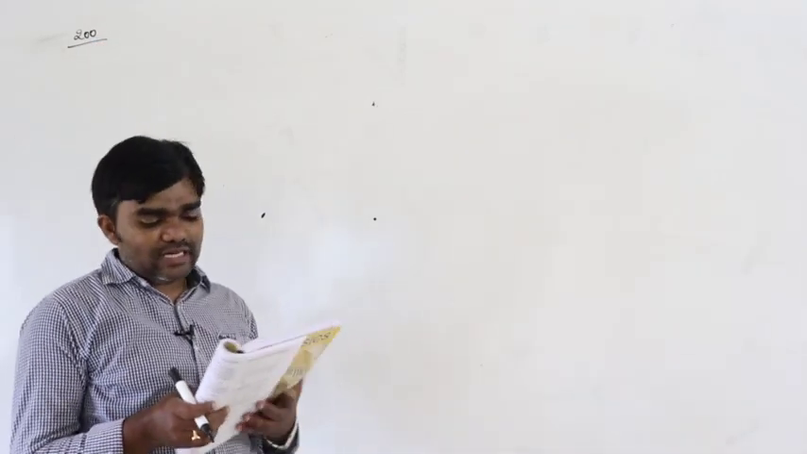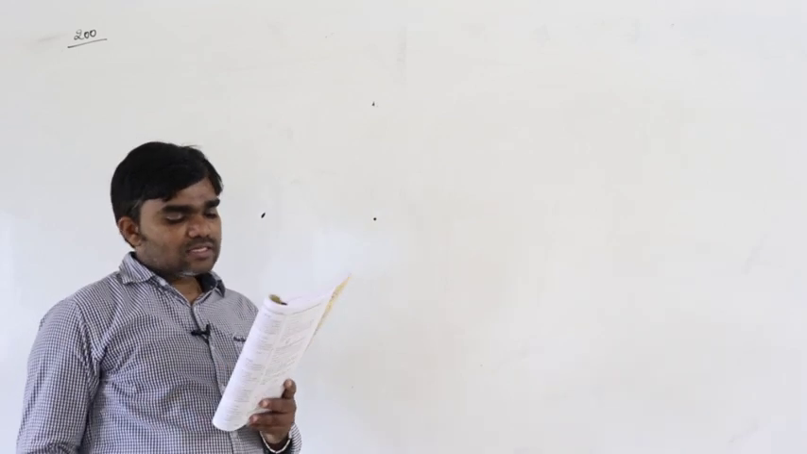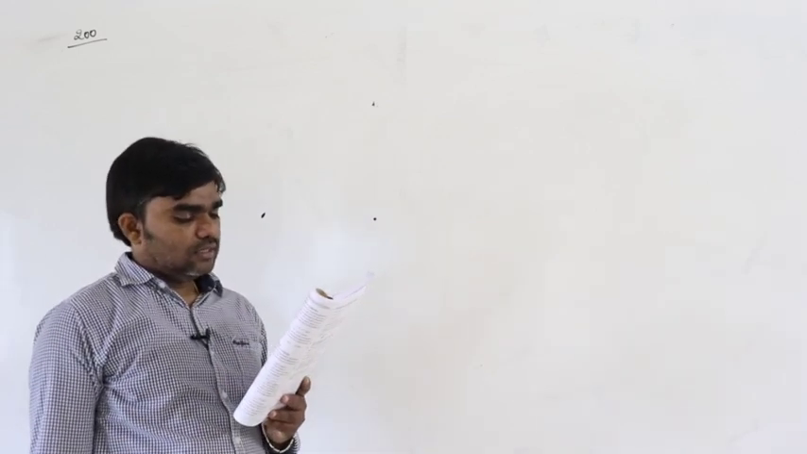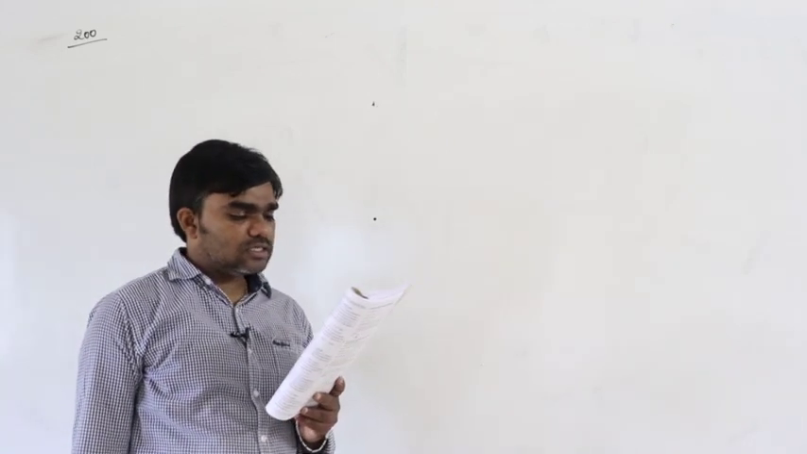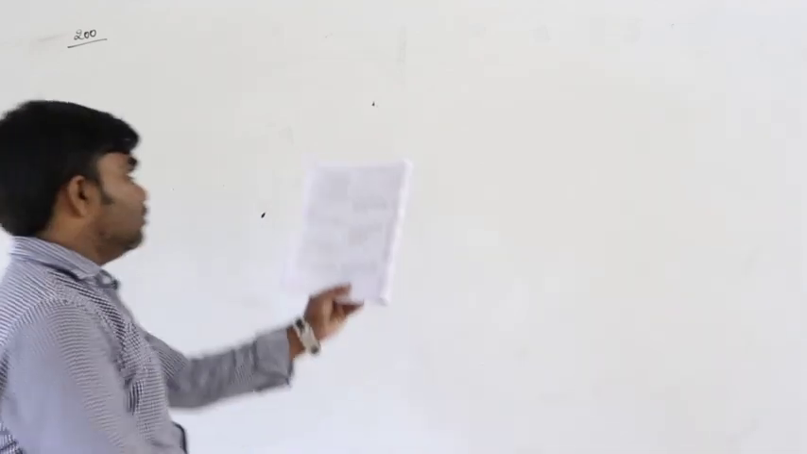A solenoid of length 8 centimeters has 100 turns in it. If the radius of the coil is 3 centimeters and it is carrying a current of 2 amperes, find the magnetic induction at a point 4 centimeters from the end on the axis of the solenoid.